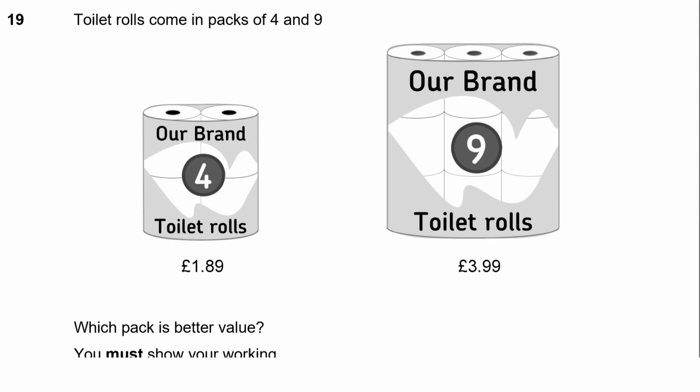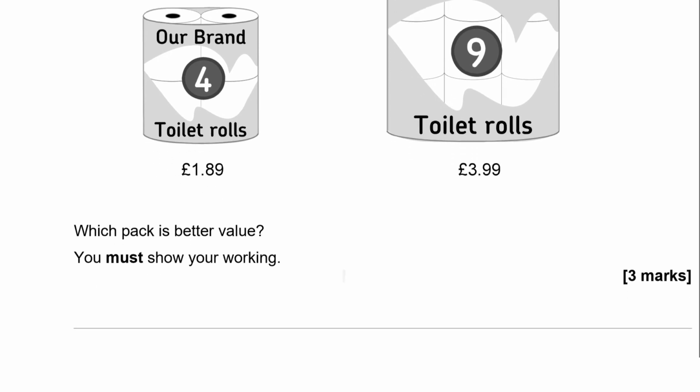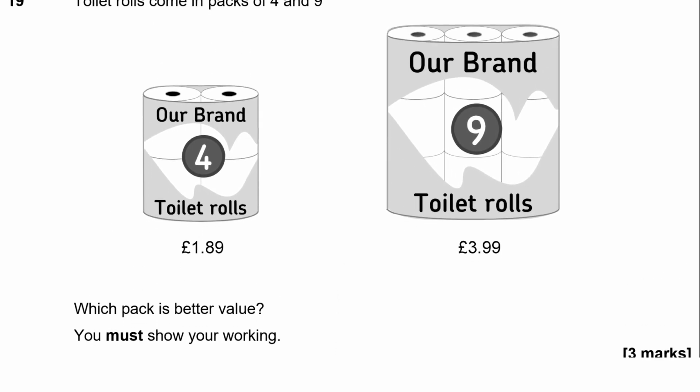Question 19. Toilet rolls come in packs of 4 and 9. So we can see here that a pack of 4 costs £1.89 and a pack of 9 costs £3.99. Which pack is better value? You must show your working. Okay, so basically we need to find a comparable amount.